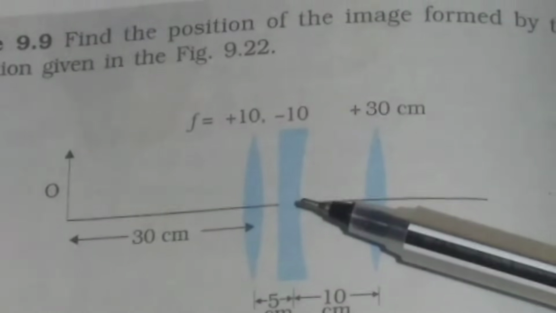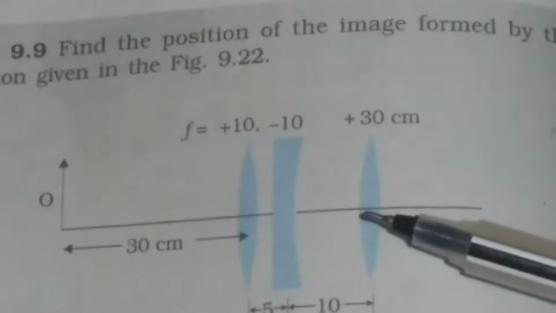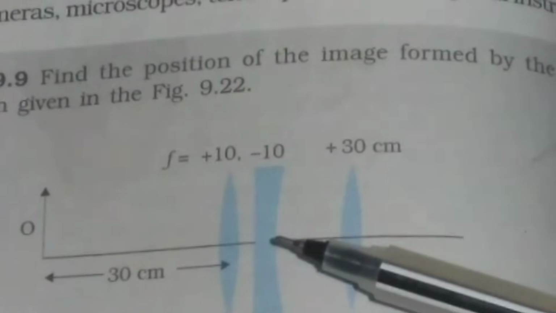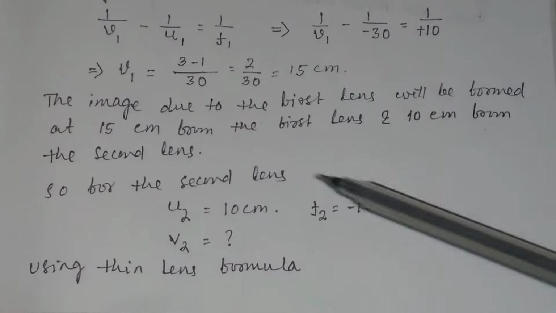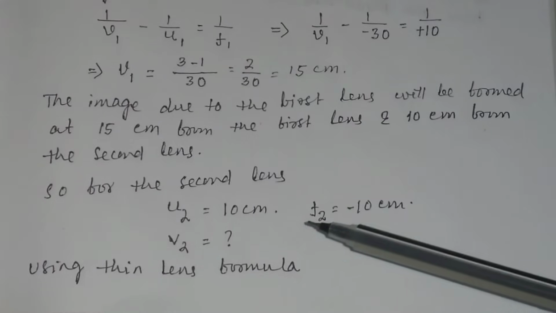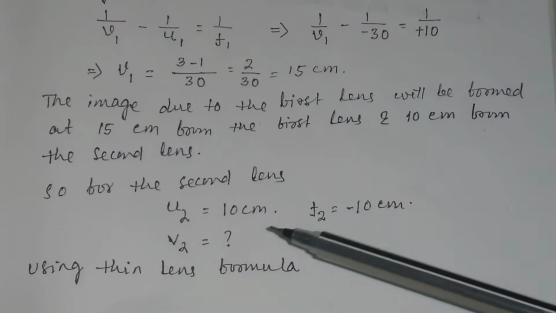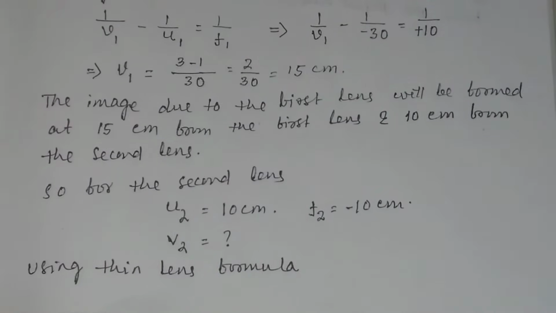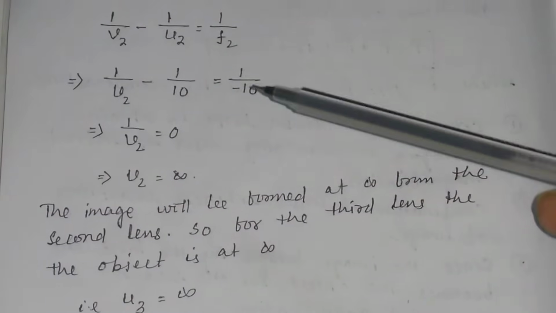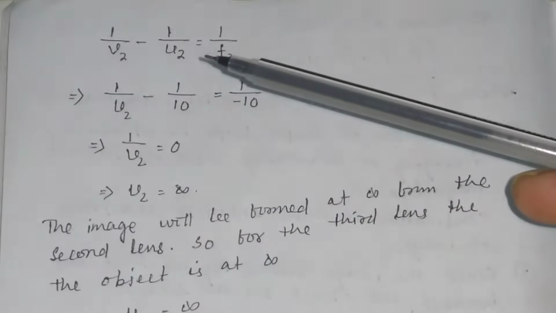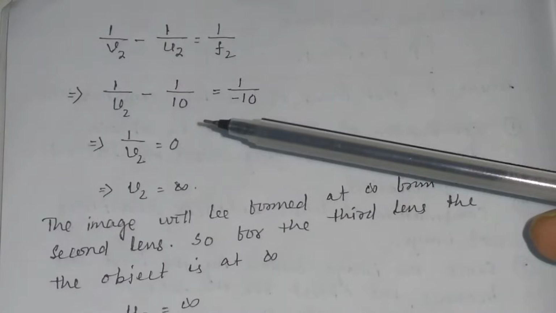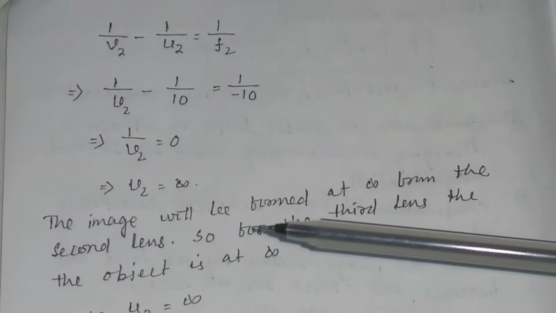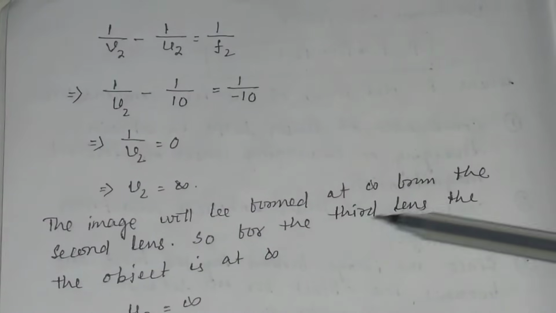So for the second lens, the object distance will be equal to 10 centimeter and the focal length is equal to minus 10 centimeter. So we will calculate the image distance for the second lens. We have u2 is equal to 10 centimeter, f2 is equal to minus 10 centimeter, and we have to calculate v2, that is the image distance for the second lens. Using the lens formula, 1 by v2 minus 1 by u2 is equal to 1 by f2, and if you substitute the values of u2 and f2, you will get v2 is equal to infinity. So the image will be formed at infinity from the second lens.